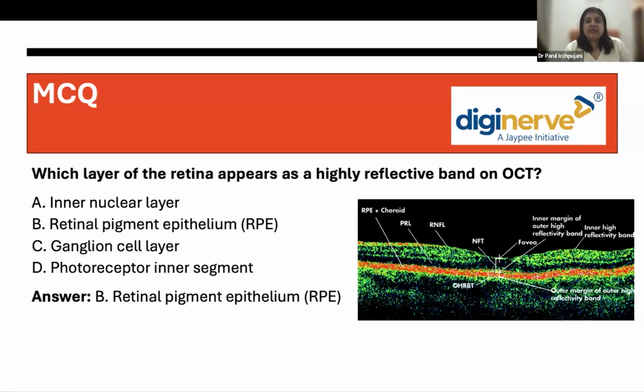Which layer of the retina appears as a highly reflective band on OCT? So these red bands are the highly reflective bands. So the retinal pigment epithelium, this broad red layer that you can see, is the most highly reflective band on OCT. So the correct answer out of these is answer B. So RPE, or the retinal pigment epithelium, is highly reflective and appears red on an OCT.